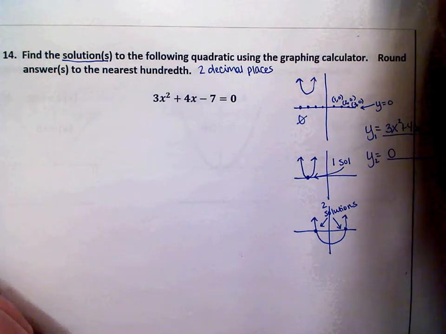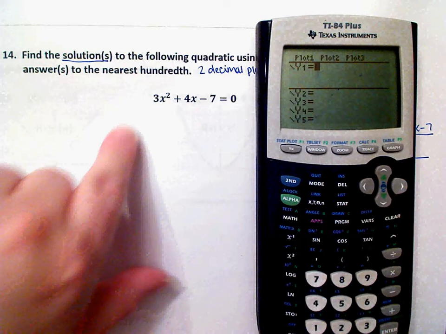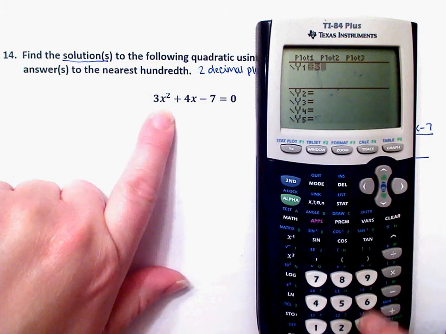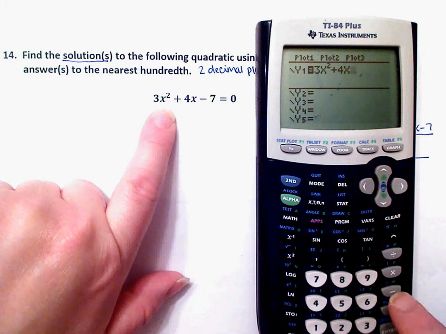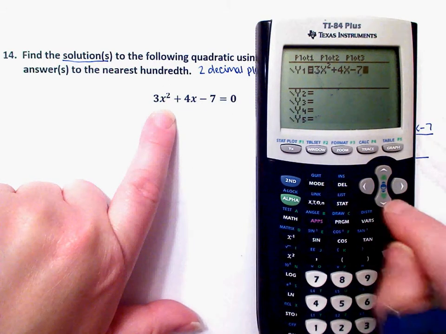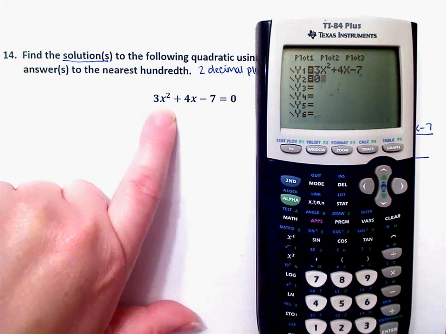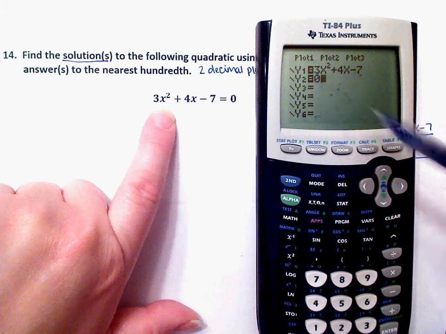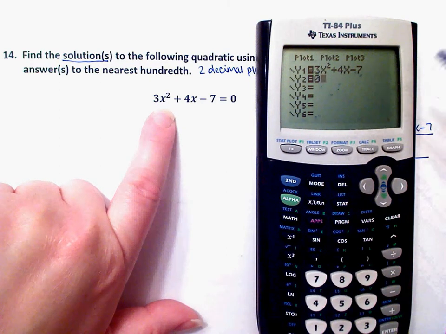So the first thing you want to do is go to your y equals and clear out whatever's in there and type in your quadratic. So 3x squared plus 4x minus, not negative, 7. Then for your second y equals, you have to type in the x-axis, which is y equals 0. If you don't do that and you ask your calculator for a point of intersection, it thinks you're crazy because there's no intersection to find with just one thing. You have to have 2 things for it to look for an intersection of.